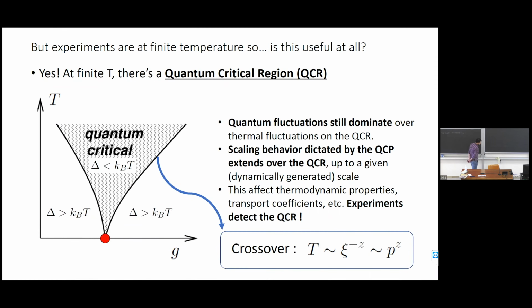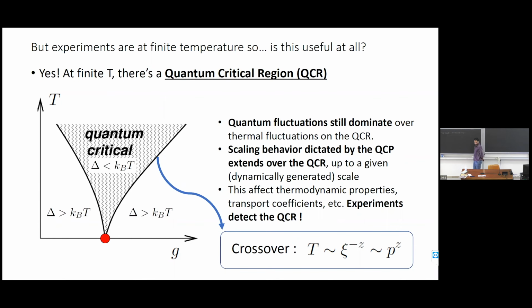But so far we have discussed the zero temperature dynamics, but actual experiments are done at finite temperature. They might be very low, but it's still different from zero. So it seems that at some point this hasn't any phenomenological impact. But fortunately, this is not the case due to the existence of something called the quantum critical region.